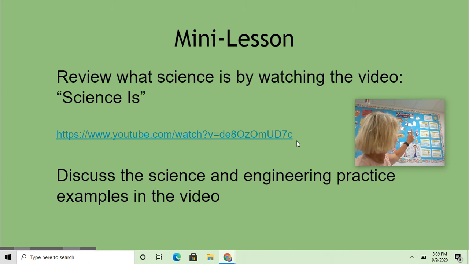The 8 science and engineering practices are: ask questions and define problems, develop and use a model, plan and carry out investigations. We love doing that. Analyze and interpret data, use mathematics and computational thinking. Miss Kay would love that, I'm sure. Construct explanations and design solutions. Engage in argument from evidence. Obtain, evaluate, and communicate information. So those 8 posters right here are our science and engineering practices.